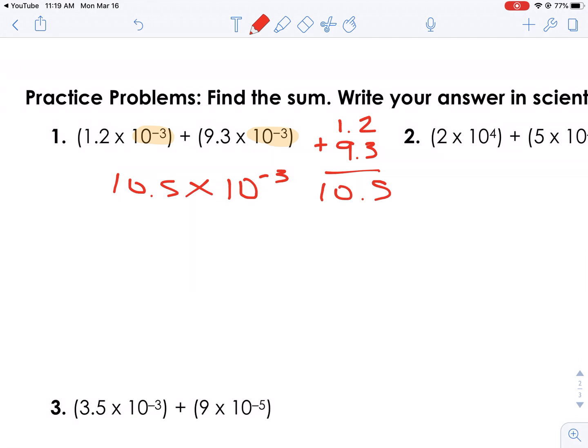Okay, we have one step. This is not fully in scientific notation. We need to move our decimal one spot. So we would have 1.05. Okay, our number just got smaller by 1, so our exponent needs to get bigger by 1, meaning it would turn into negative 2.